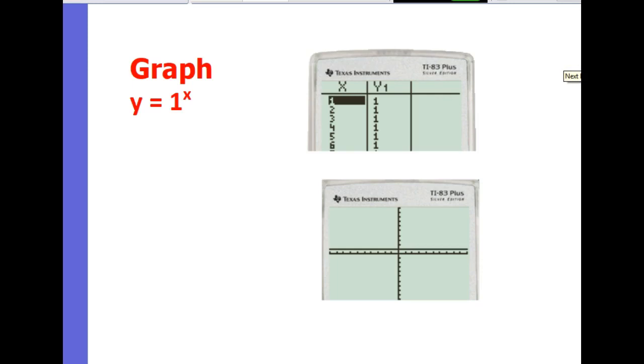That's the table, that's the graph. Is that exponential? Is that growing or decaying or staying the same? That's a constant equation, it's staying the same. You cannot have an exponential equation that has 0 as the base. You cannot have an exponential equation that has 1 for the base because it's not exponential. It doesn't grow, it doesn't decay.